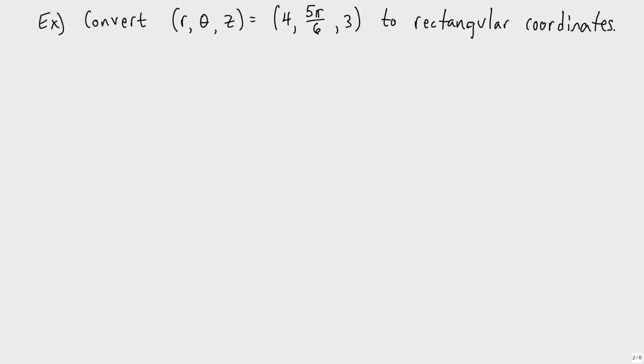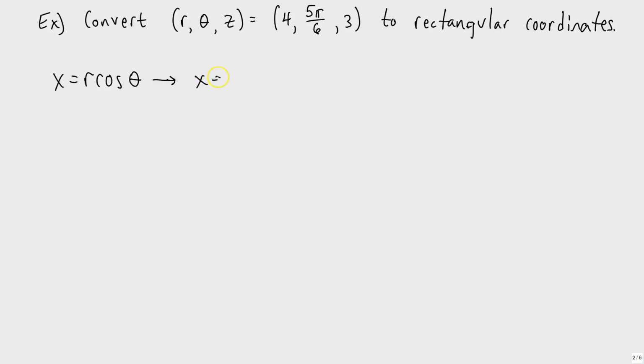Okay, let's practice some basic conversions. Let's say I give you an R, a theta, and a Z. We want to switch it back to rectangular, an X, Y, and Z. Well, X is just R cosine theta.